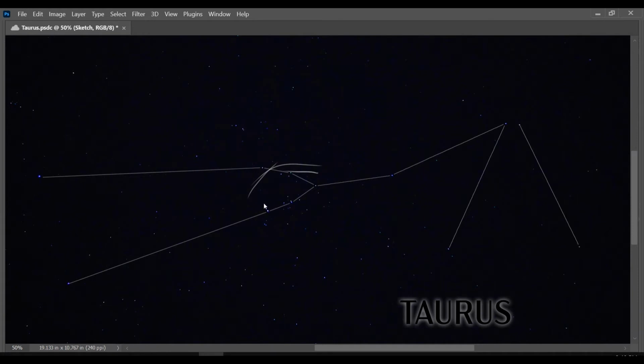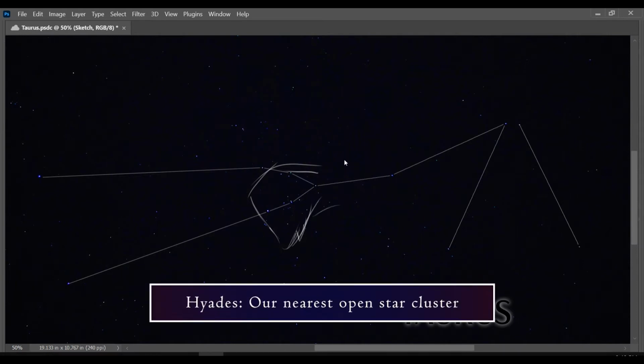The Pleiades and the Hyades are two open star clusters. In fact, they are the most common, the most well known open star clusters, and they are both in the constellation Taurus. We'll start here with the Hyades.